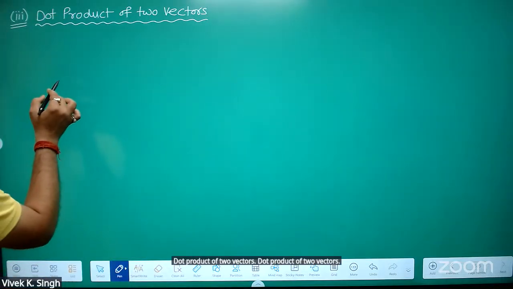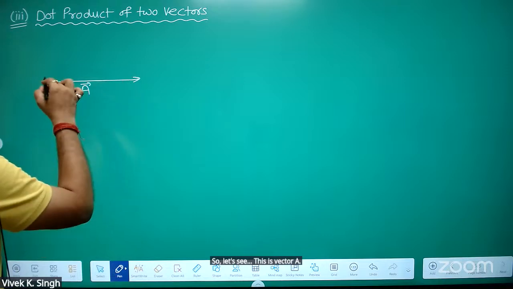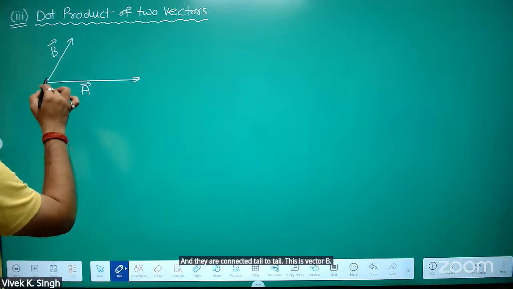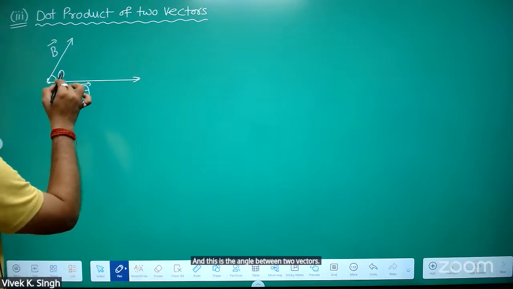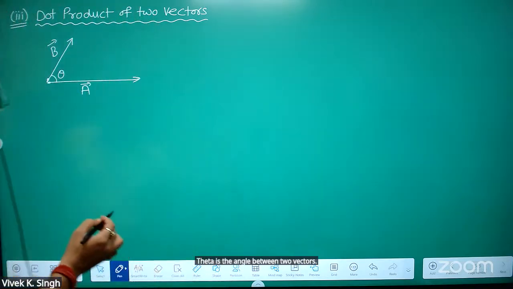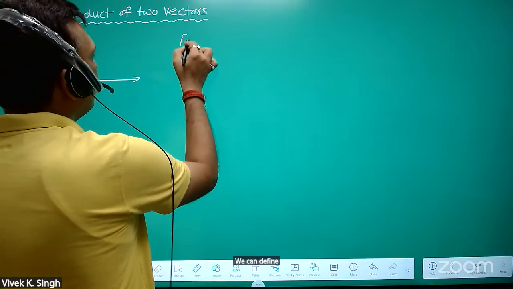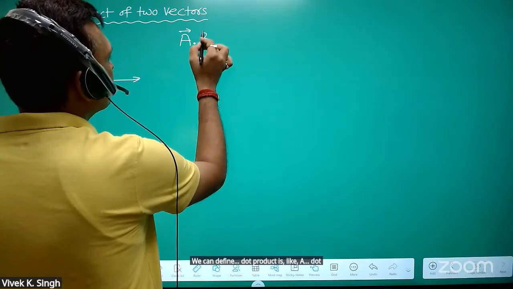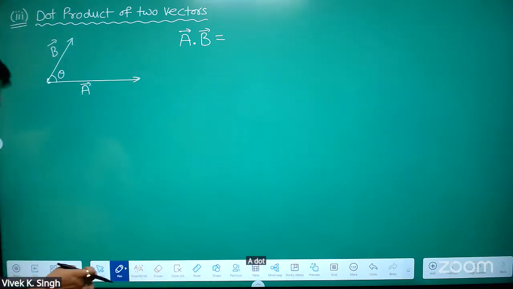So let's see. This is vector A and they are connected tail to tail. This is vector B and this is the angle between two vectors. Okay? Theta is the angle between two vectors. So we can define the dot product as A dot B.